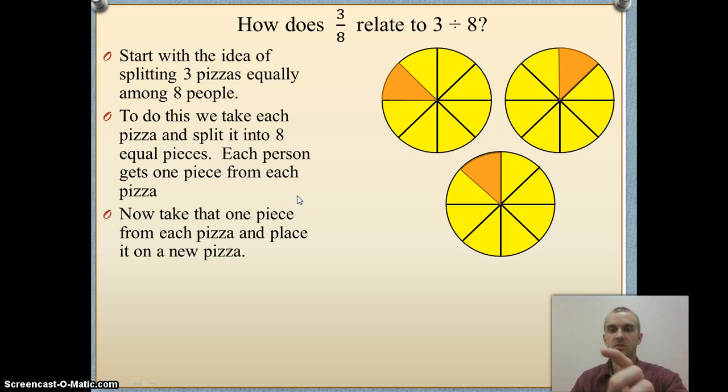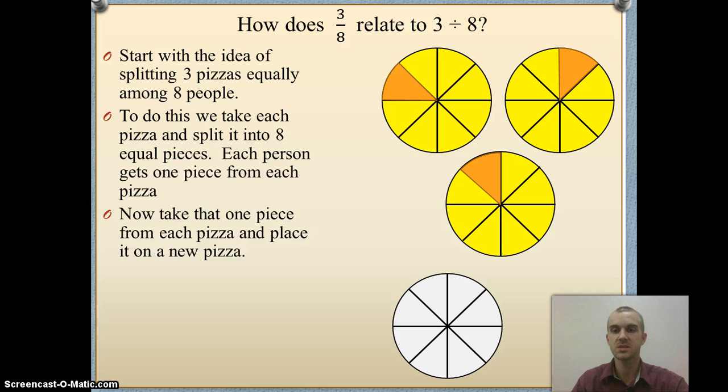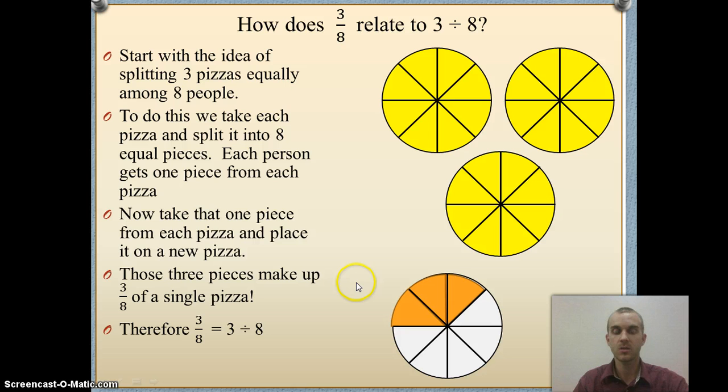Now I could also shift that entire picture into 1 single pizza. If I put those 3 pieces on 1 pizza, I see that that is 3 out of 8 pieces. So what I know is that 3/8 is going to be equal to 3 divided by 8, or in more general terms, A over B is equal to A divided by B.